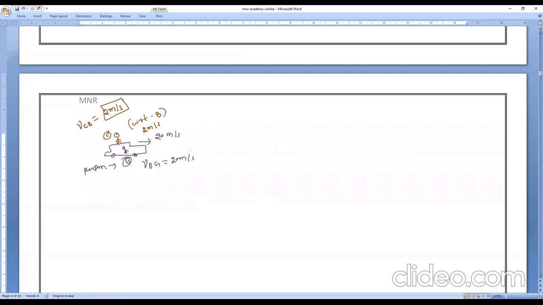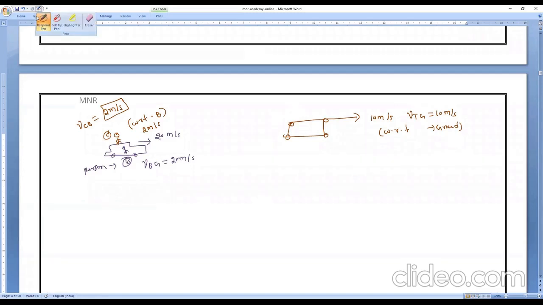Will you all understand or not? Yes or no? Please respond. Now, one person is traveling in front of this car in a trolley, same as the before case. The trolley is traveling at 10 meter per second with respect to what? With respect to ground. Clear? So the velocity of the trolley with respect to ground is equal to how much? 10 meter per second.